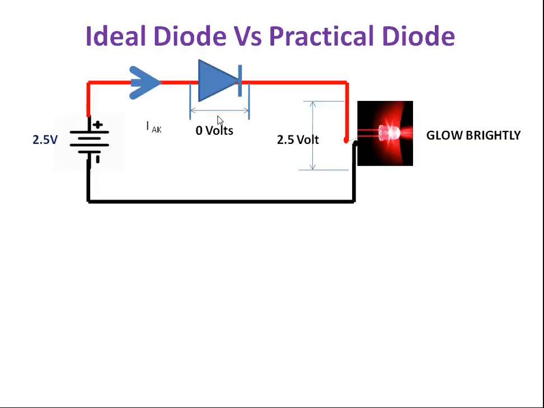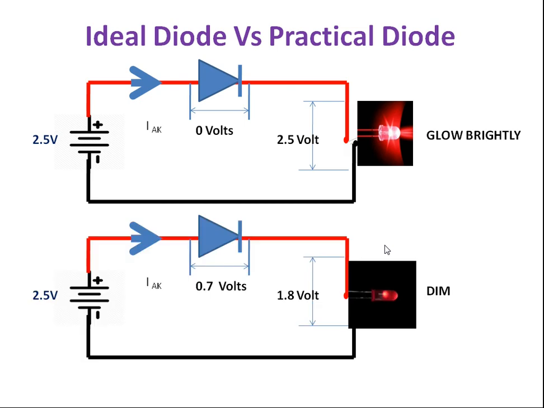For example, if it is an ideal diode, we are applying 2.5 volt. This is the anode and cathode terminal. Anode is connected to positive, cathode is connected to negative, so the diode is forward biased. In forward bias, your diode will conduct the electric current. So there will be a flow of current I, that is I_AK, anode to cathode current. The entire voltage is applied across the LED, so your LED will glow brightly. So this is for the ideal case.